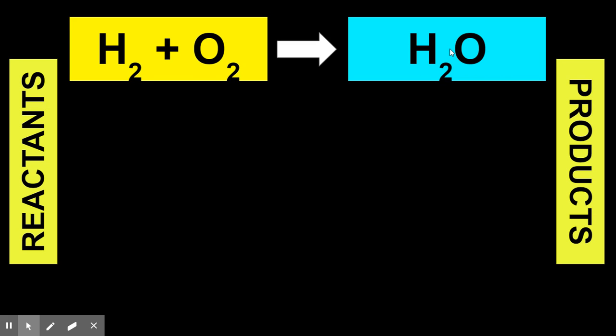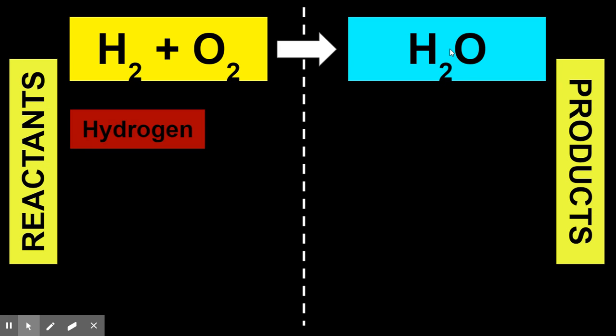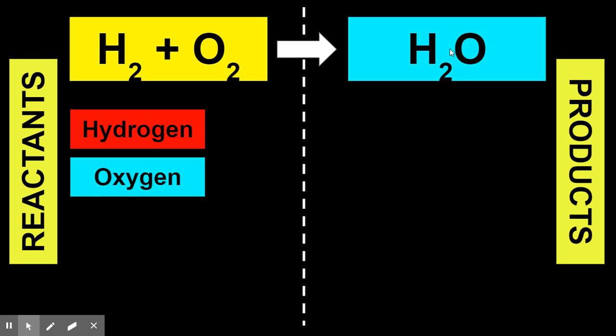So again, taking this step by step, the first thing we want to do is split the equation in half with a line, dotted line or solid line, doesn't really matter. And we want to list the elements that we see on the left-hand side. And so the 2 elements that we see over there are hydrogen, H, and oxygen, O. And then we need to count how many atoms of hydrogen and oxygen that we have. So the subscript here tells us that there are 2 atoms of hydrogen.